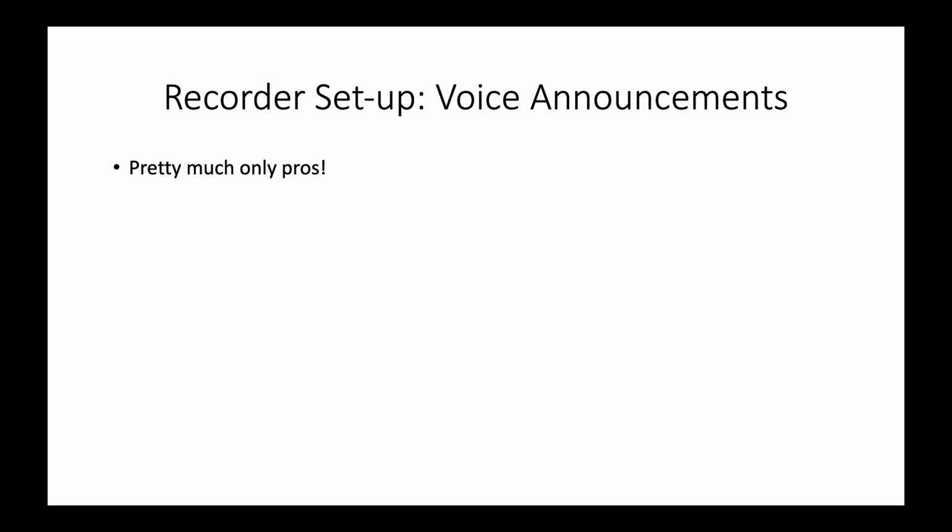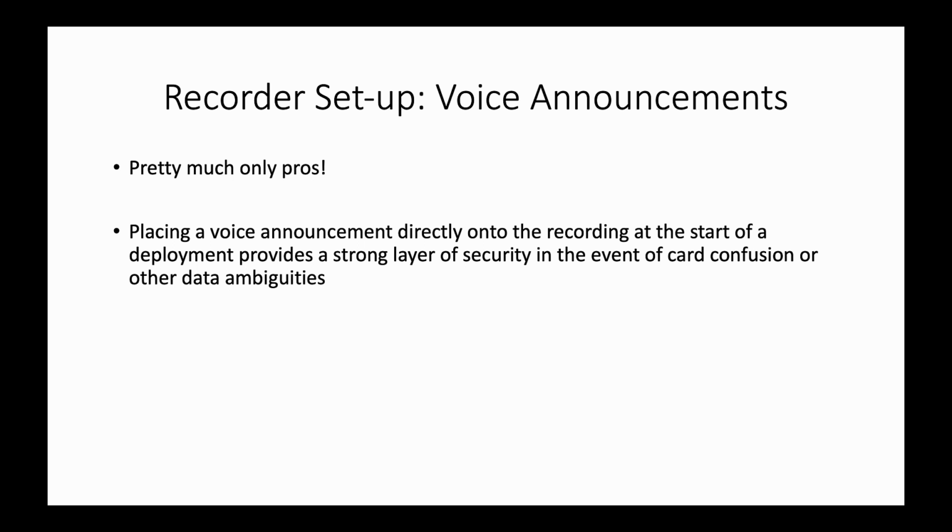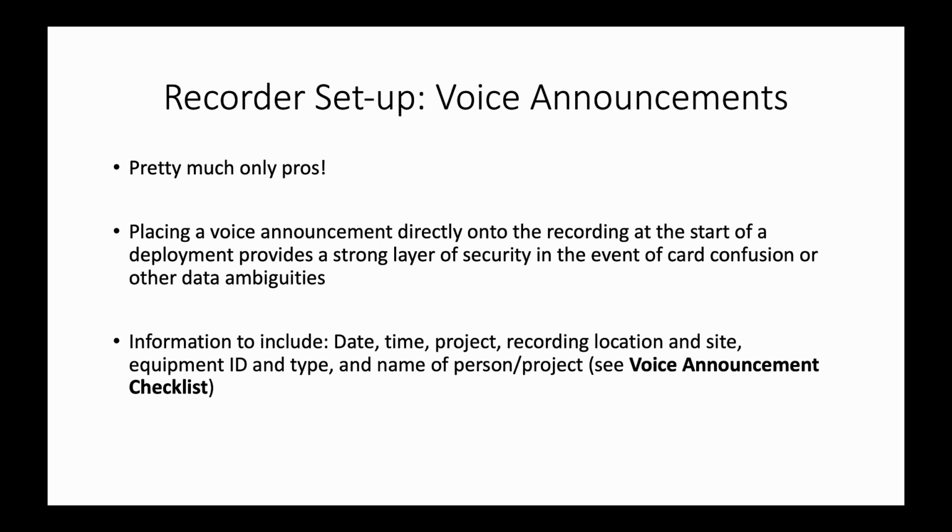There are a lot of advantages to using voice announcements. This is a vocal description that goes at the start of the recording, and perhaps the most important thing that it does is it provides a strong layer of security in the event of card confusion or file naming issues or other data ambiguities. Even if you lose the written information that's on the card or the information in the file name, at least you have hard-coded into the recording a person standing there saying, I'm at this site, it's this time, it's this year, and that gives you a really solid double check on the information that you're recording about the location and time and date when the recording was made.